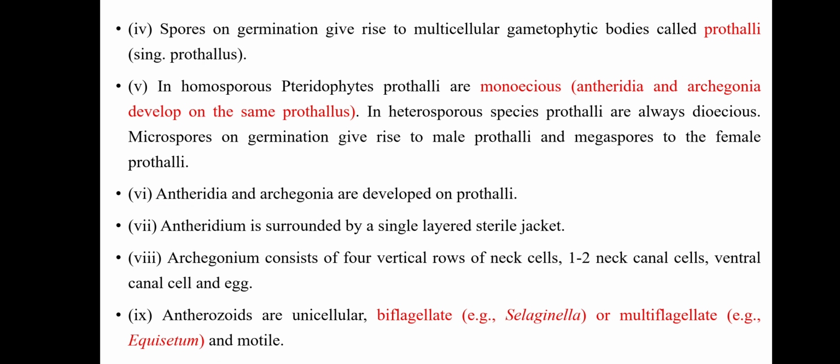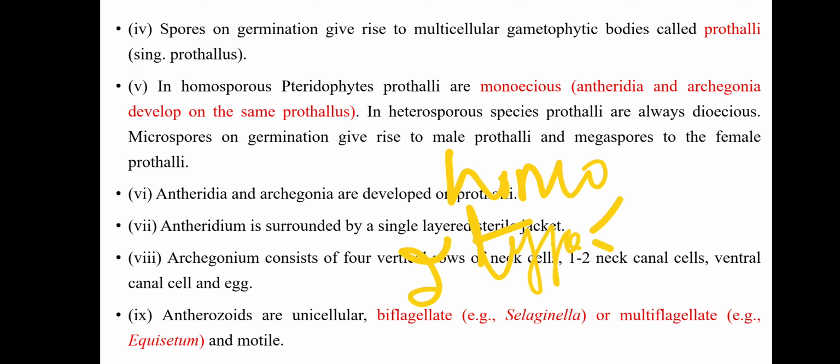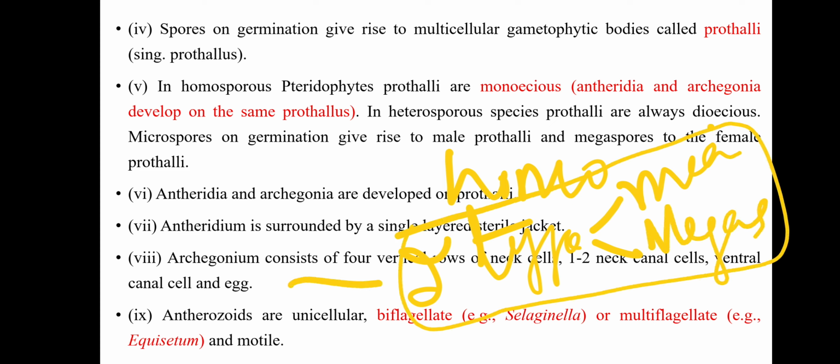Spores on germination give rise to a multicellular gametophytic body called prothallus. Some pteridophytes produce similar type of spores and are called homosporous, but some produce two types of spores, one is microspore, one is megaspore. And this type of pteridophyte is known as heterosporous.